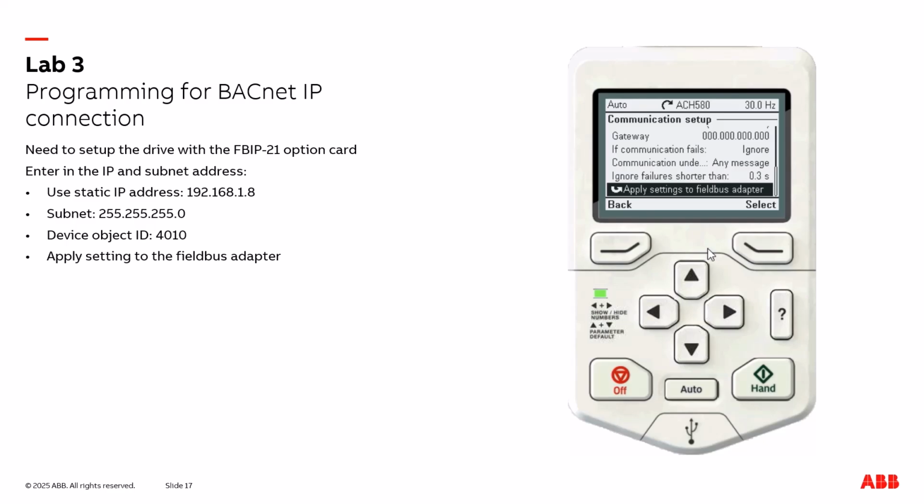And then at the very end, we need to initialize this card to the drive, because it's a communication card. You kind of have two options. One is you could power cycle the drive now, or the other option is go down to the bottom of the list and it says apply settings to fieldbus adapter. So you can just select this, and the drive's going to go into a little bit of a reboot here and initialize all the settings that we just made for the IP address, subnet, and device object ID for the VFD. And now that it has completed, the drive is now set up to be monitored over a BACnet IP network.